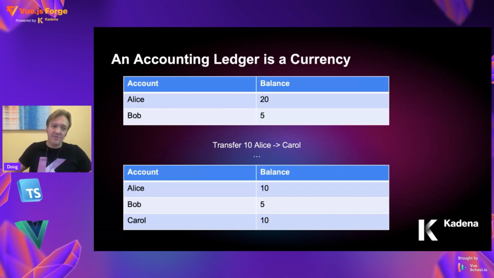And you see here, if Alice has 20 and Bob has 5, and then we do a transfer where Alice is transferring 10 to Carol, then all we do is update our ledger. And now Alice has 10, Carol has 10, Bob still has 5.